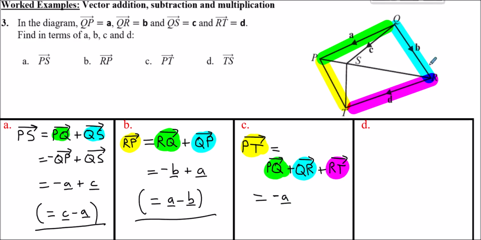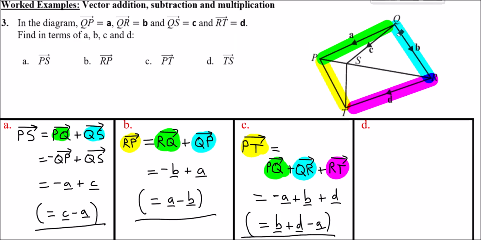From Q to R, that's along B in the same direction as B, so that's positive B. And from R to T, it's along this one D in the same direction as D, so we call this positive D. And then we're done. But again, in the same way, we normally write the positive vectors first. So I'd say we might want to write this as B plus D minus A.